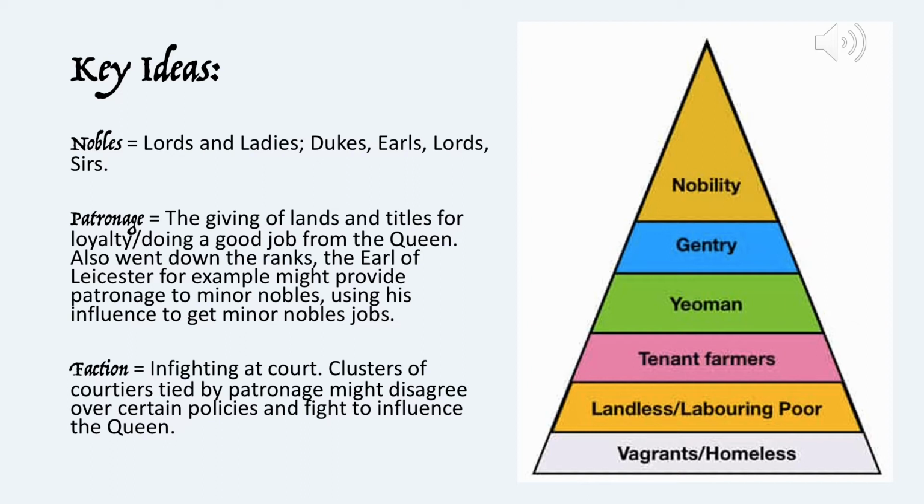He might therefore hope that in giving a load of courtiers favours, when he went to the Queen and pushed for war, they might also push her for it as well. So faction was when clusters of courtiers who kind of agreed on similar policies would cluster together, usually because they'd given each other patronage, and they would fight to influence the Queen.